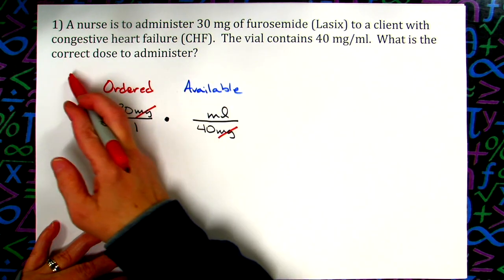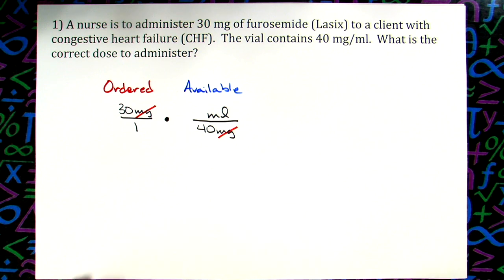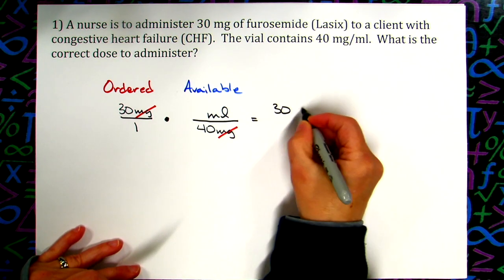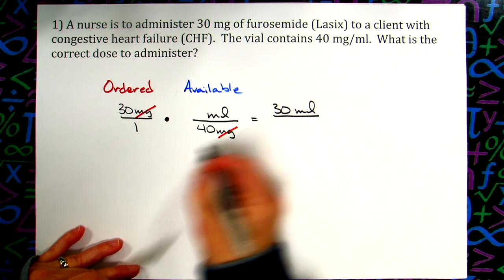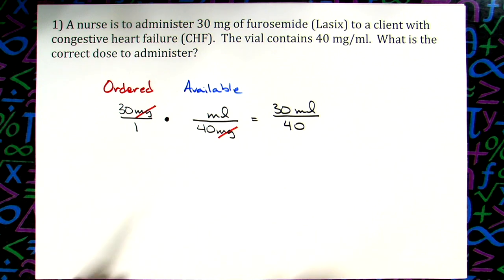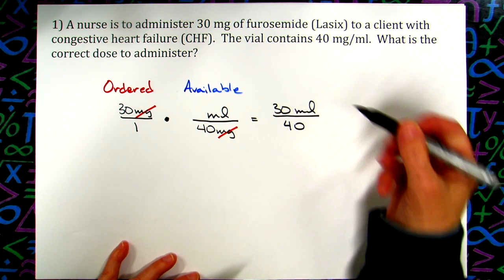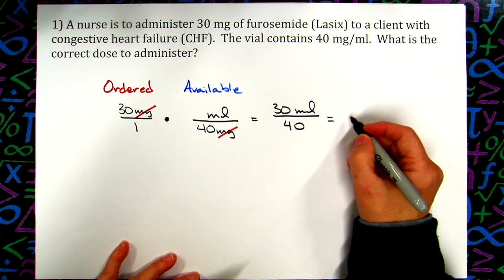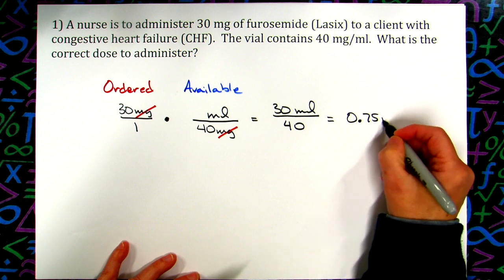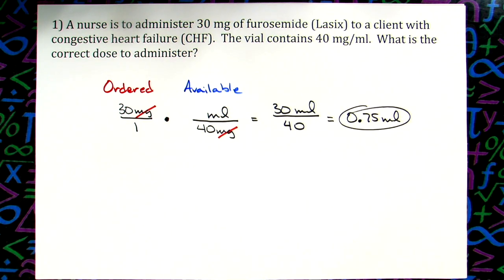What is the correct dose to administer? You will be administering milliliters of this, so you would multiply straight across the top, which is going to give you 30 milliliters. And then on the bottom, 40 times 1 is going to give you 40. You'll take a calculator and divide that out, or just know in your head you could cross off those zeros. 3/4 is going to be 0.75, so we will write it as 0.75 milliliters because that is the only label left in the problem.